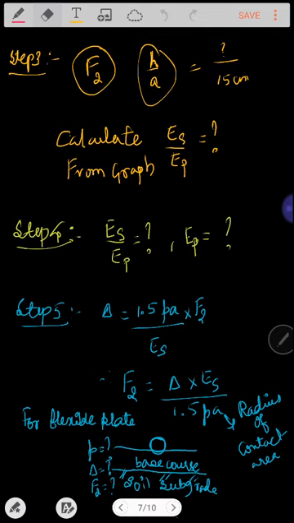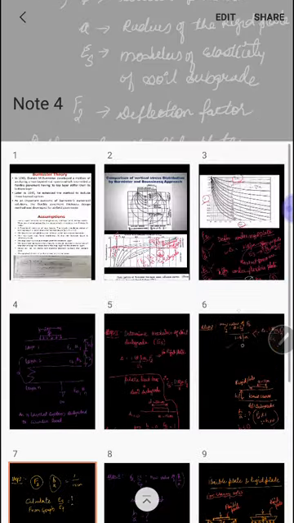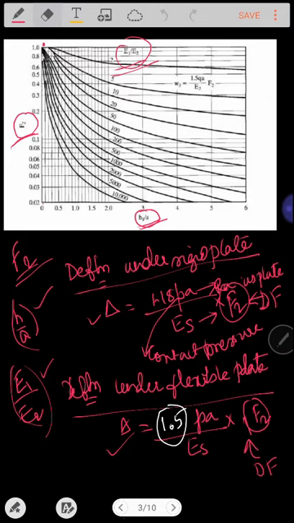So from these two parameters, F2 as well as h upon a, we can easily determine what will be Es upon Ep through the graph. If you refer to this particular graph again, I would like to make you aware of what E1 is here. E1 upon E2, whatever the values that are being represented, is just like Ep upon Es. So what we require here is E1 is equal to Ep, E2 is equal to Es.